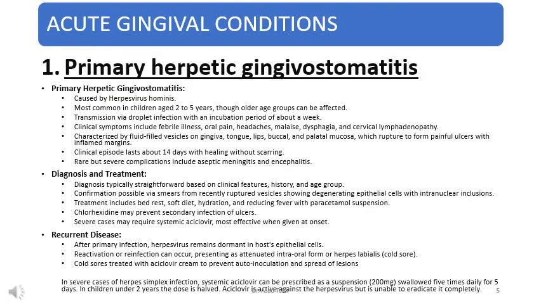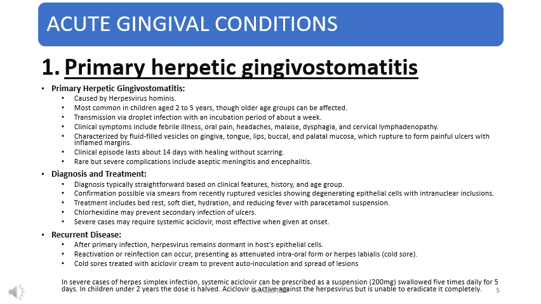Acute gingival conditions, primary herpetic gingivostomatitis. Primary herpetic gingivostomatitis. Caused by herpes virus hominis. Most common in children aged 2 to 5 years, though older age groups can be affected. Transmission via droplet infection with an incubation period of a week.